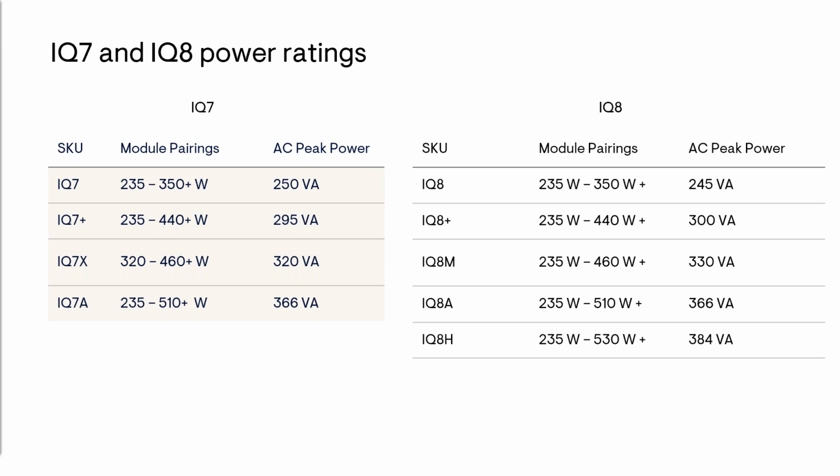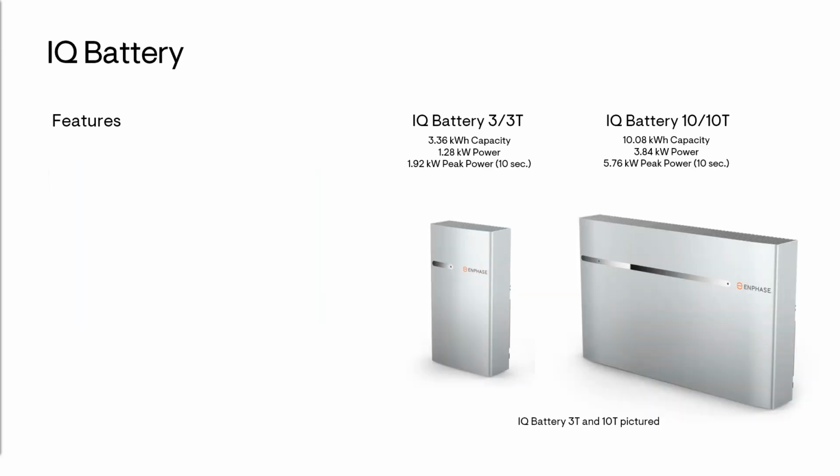The IQ8H is our most powerful model with a power rating of 384 VA. It can be paired with modules up to around 530 watts with little to no losses to inverter saturation. Let's talk more about the IQ Battery. So this is, again, our battery storage system, which comes in 2 energy capacities, as well as an alternative form factor. The IQ Battery 3 has an energy storage capacity of 3.3 kilowatt hours, and the IQ Battery 10 can handle 10 kilowatt hours.